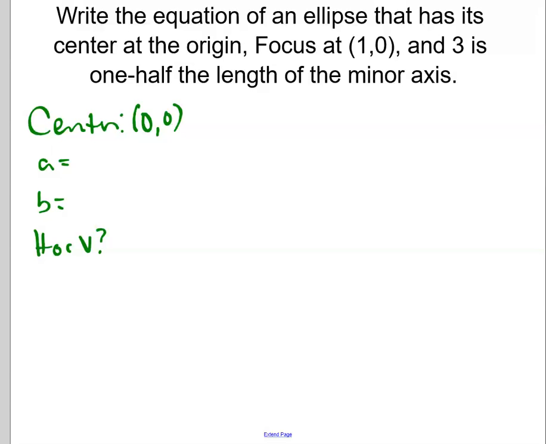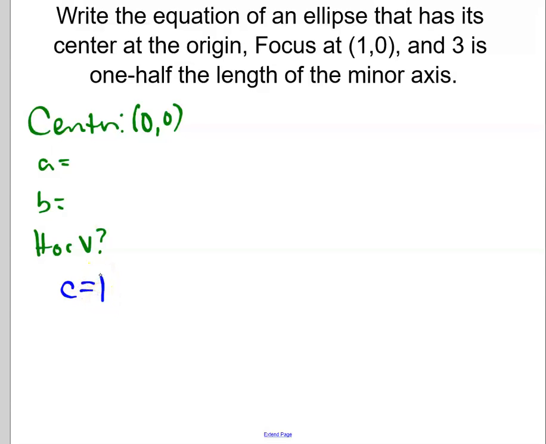As I mentioned, we don't necessarily need C, but if they give us information that will help us find C, then that can generally help us find either our A or our B, depending on which one we need to try and find. Okay, so remembering from when we were graphing, the focus was always C units away from the center. So if our center is at 0, 0, and we have one of our focal points at 1, 0, that's 1 unit to the right. So C is going to be 1.